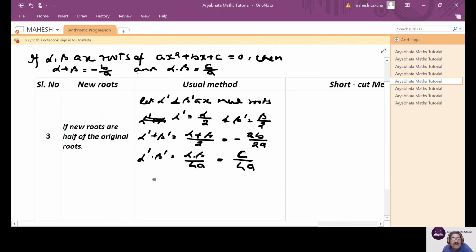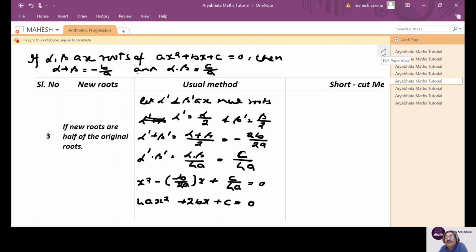Therefore, the new equation will be x square minus the sum of the roots, that is minus b upon 2a, into x plus the product of roots, that is c upon 4a, is equal to 0. Now we multiply this equation by 4a, the equation will be 4ax square plus 2bx plus c is equal to 0.